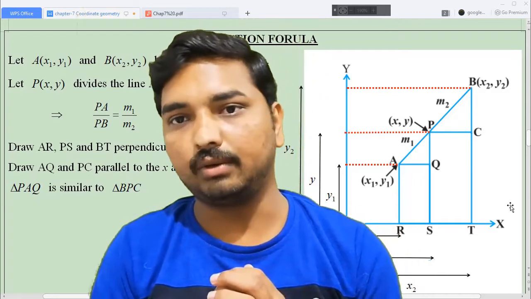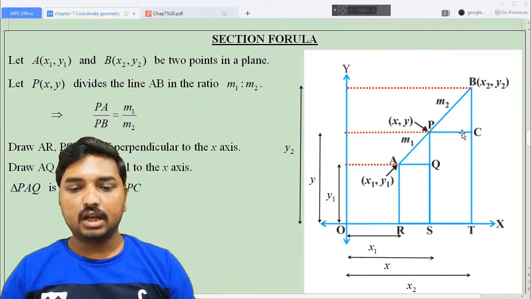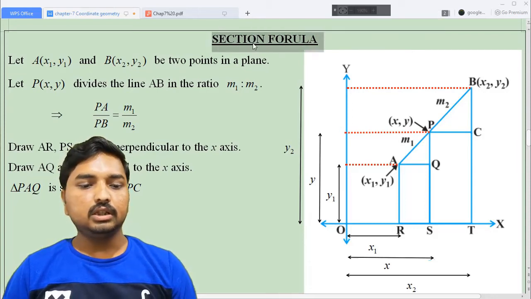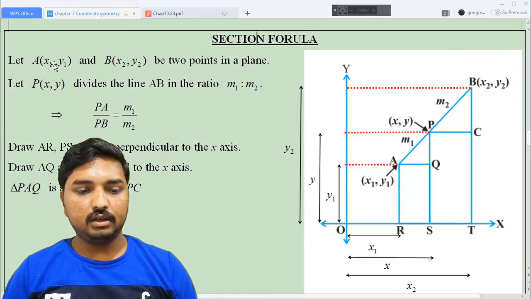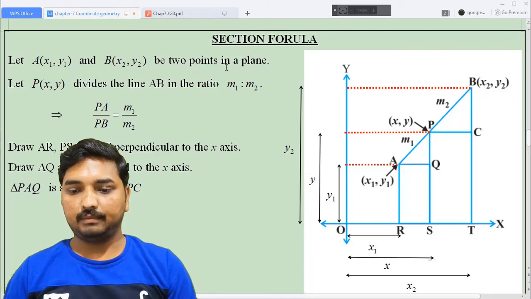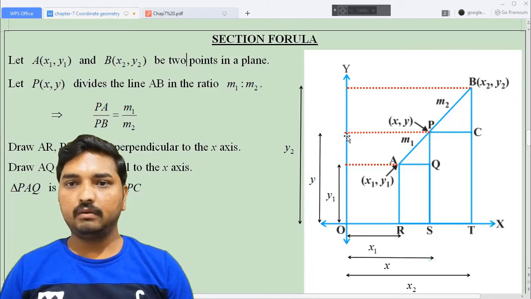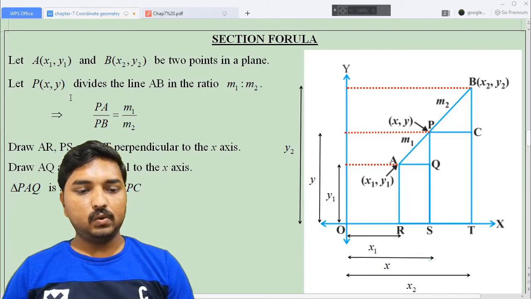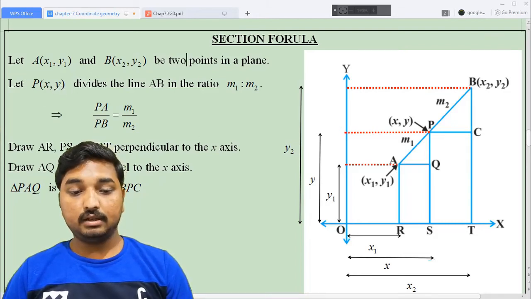Now let us begin the derivation. So now it is the section formula heading. Look here, let A(x1, y1) and B(x2, y2) be two points in a plane. I have taken the figure from your NCERT textbook. This is the point A and this is the point B, and the coordinates of A are (x1, y1), coordinates of B are (x2, y2). So now let P(x, y) divide the line AB in the ratio m1:m2.